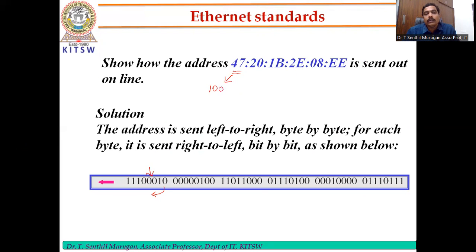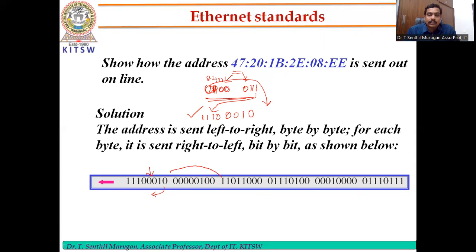For example, take 47. What is the value? 4 is 0100, this is the first 4 bits. 7 is 0111. How do we represent this? The first bit goes to the last, so we get 1110, then 0010. I am just reversing the first byte, and after shifting I get this value.